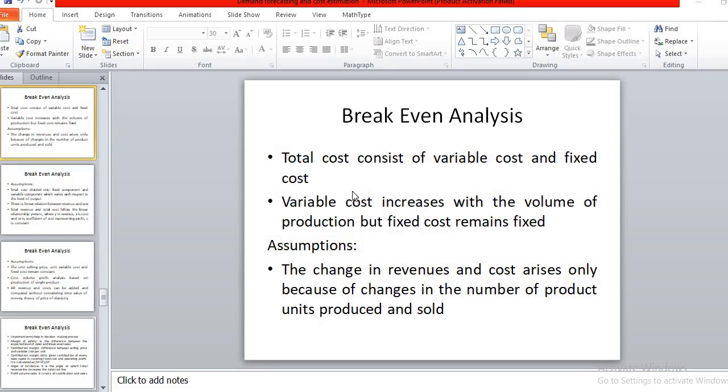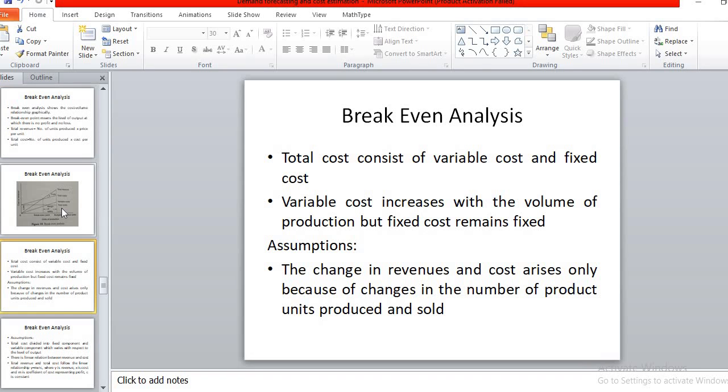So in this break-even analysis, the total cost consists of the variable cost and fixed cost. The variable cost increases with production. Fixed cost remains fixed. We consider some assumptions in this break-even analysis.